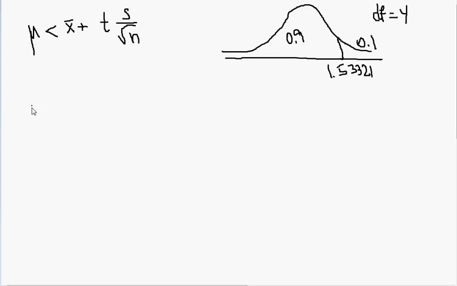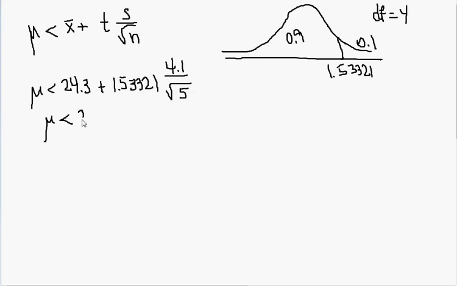Okay, so mu is less than x bar, which was given to be 24.3, plus 1.53321 times s, which is 4.1, over the square root of 5, using the numbers that were given in the problem. And so using the arithmetic, we get mu is less than 27.1112. And using the significant digits in the problem, we'd probably say mu is simply less than 27.1. Okay, so that's part A.